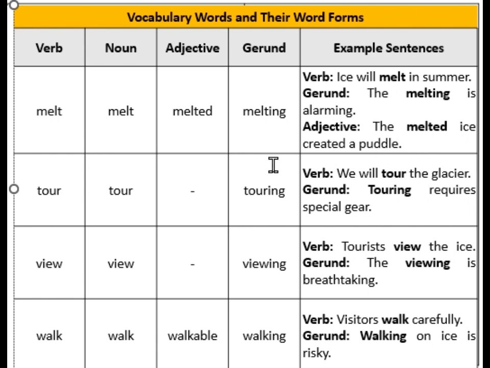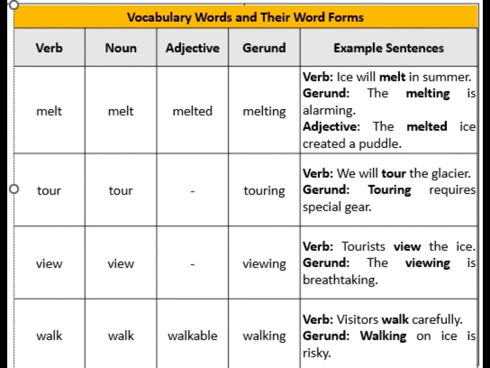Also notice the gerund column. These are ing words that act as nouns. For example, the melting is alarming. Here, melting is the subject of the sentence. Look at the example sentences on the right. Each word is shown in 2 different forms.